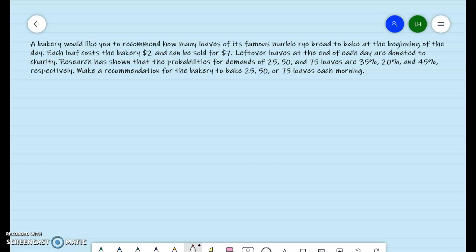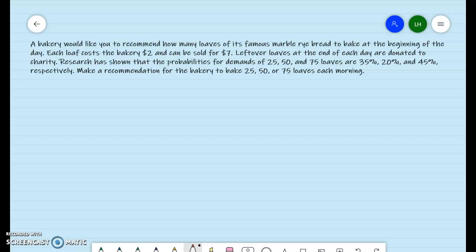Okay, so in this problem, it says a bakery would like you to recommend how many loaves of its famous marble rye bread to bake at the beginning of the day. Each loaf costs the bakery $2 and can be sold for $7. Leftover loaves at the end of each day are donated to charity.